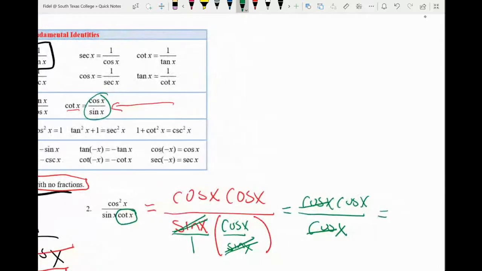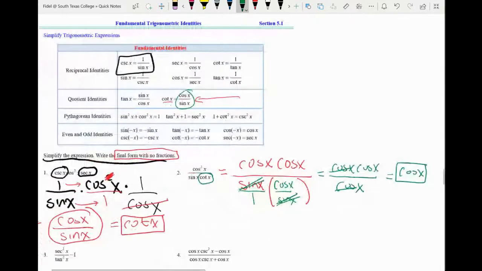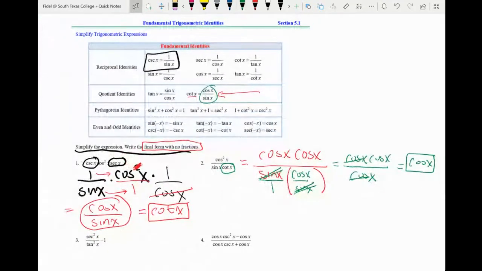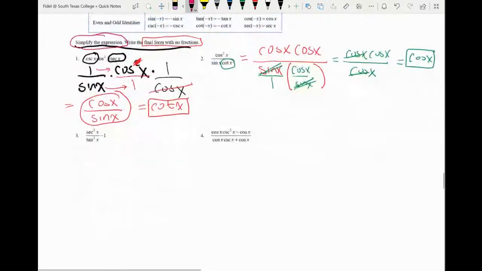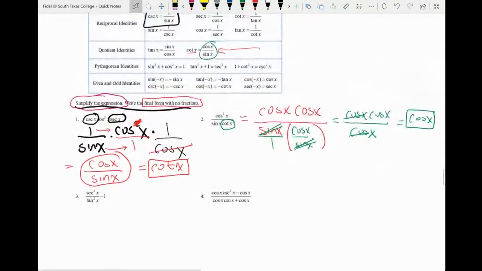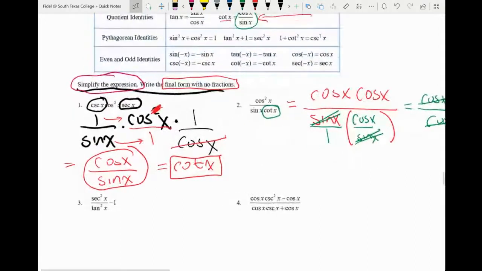And all we're left with is... so I want to point something out here. Look at what the directions are asking me to do. The directions are asking us to simplify the expression, meaning however many terms we have, we've got to make it into fewer terms, right? We're trying to make those terms smaller. And then obviously we want to have no fractions at the end. So let's see if we can do this.